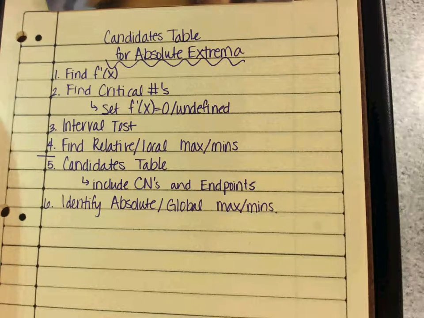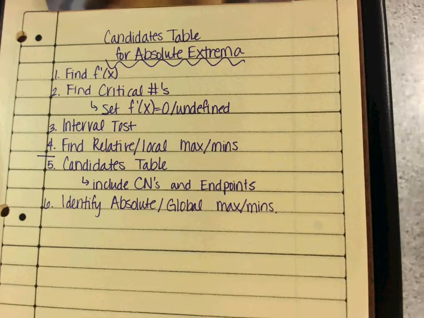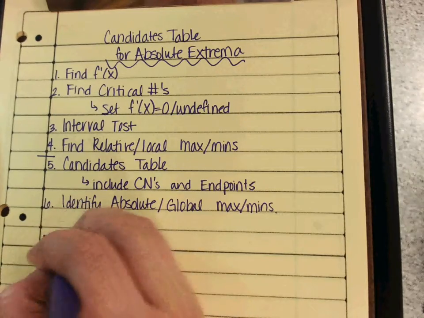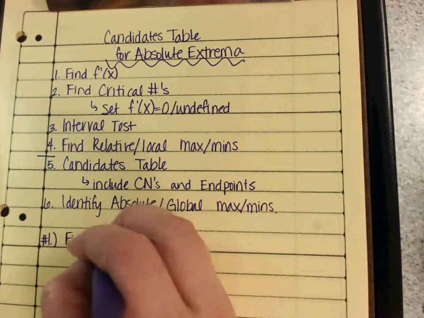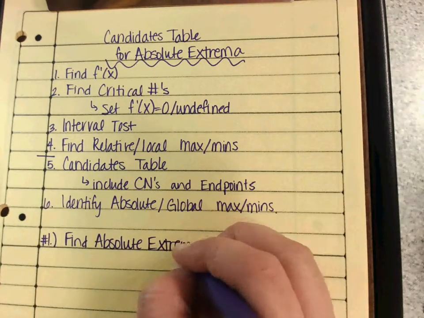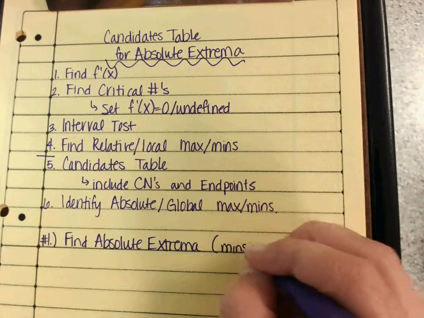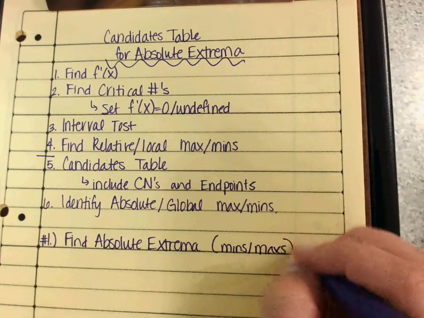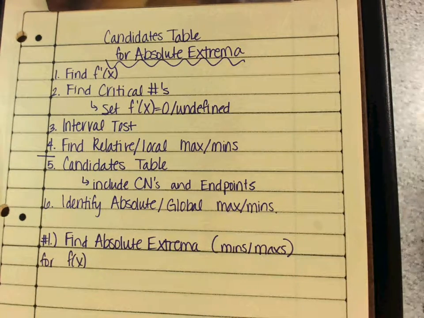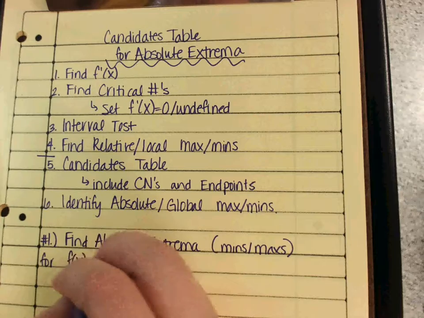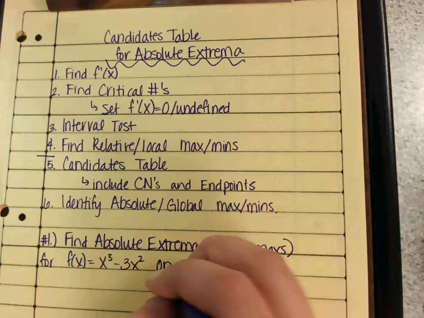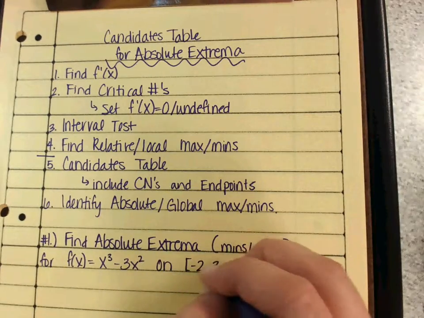Okay? So, first example we're going to do is going to be kind of easy. Okay, so we're going to find, number 1, absolute extrema. Remember, that means mins and maxes. That includes both. For f of x equals x cubed minus 3x squared on the interval from -2 to 3.